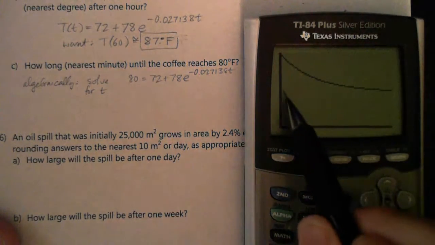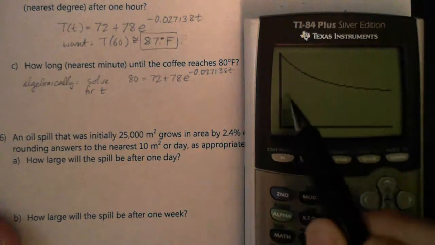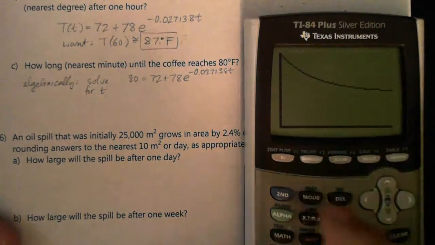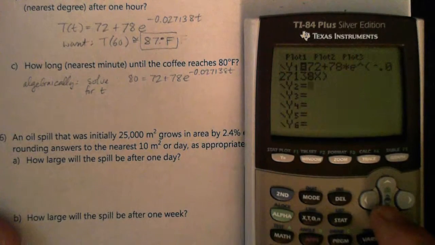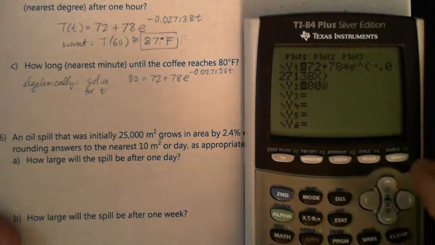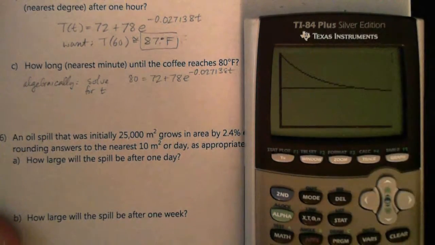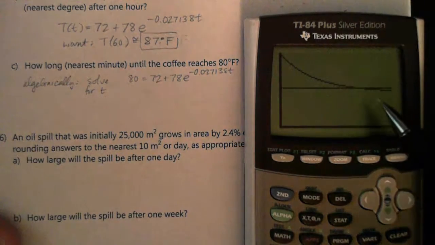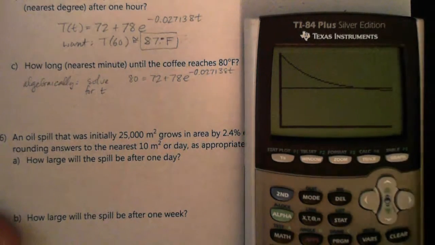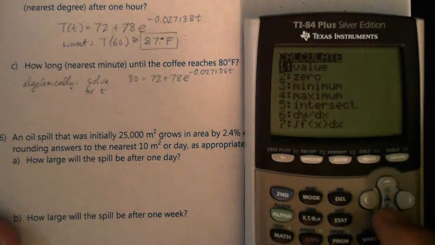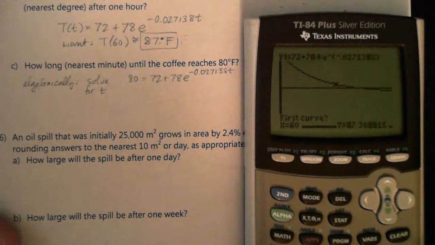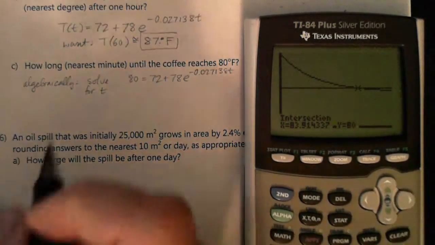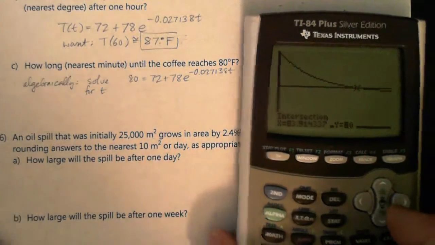In this case, you can see there's a horizontal asymptote here. This graph flattens out as the coffee approaches the temperature of the room. And we want to have it equal 80 degrees Fahrenheit. Let's see if we can fit that on our screen. Do we see 80 intersecting? Yes, just out here we can see 80 intersecting it. So first curve, second curve, intersect. 83.9 is our intersection point.